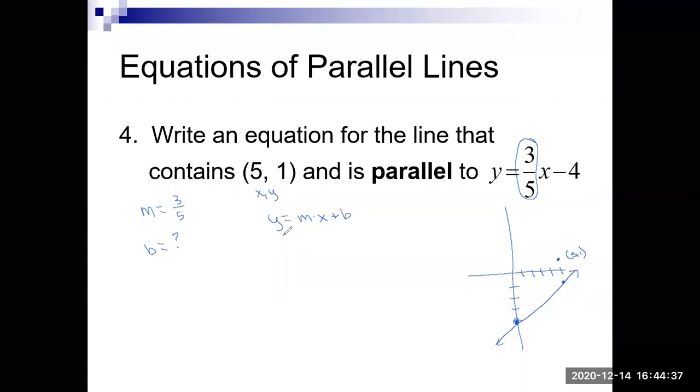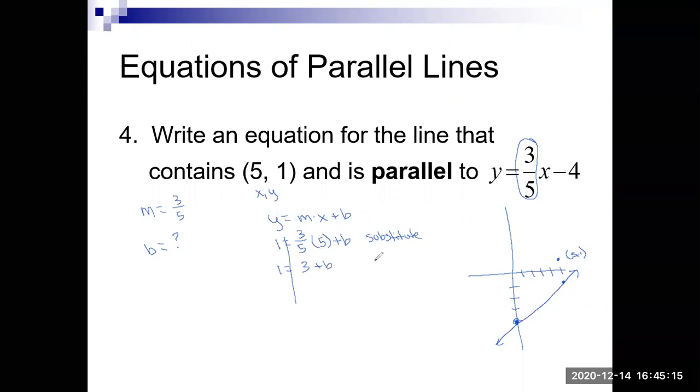So instead of y, you're going to put a 1. Instead of m, you're going to put 3/5. Instead of x, you're going to put 5, plus b. So if you remember, the first thing we did was substitute. Whenever you have to find b, you're calculating. This is not our y-intercept, this is our y-coordinate. I think some of you are getting that mixed up. So solving gives us 1 equals 3/5 times 5 is 3.